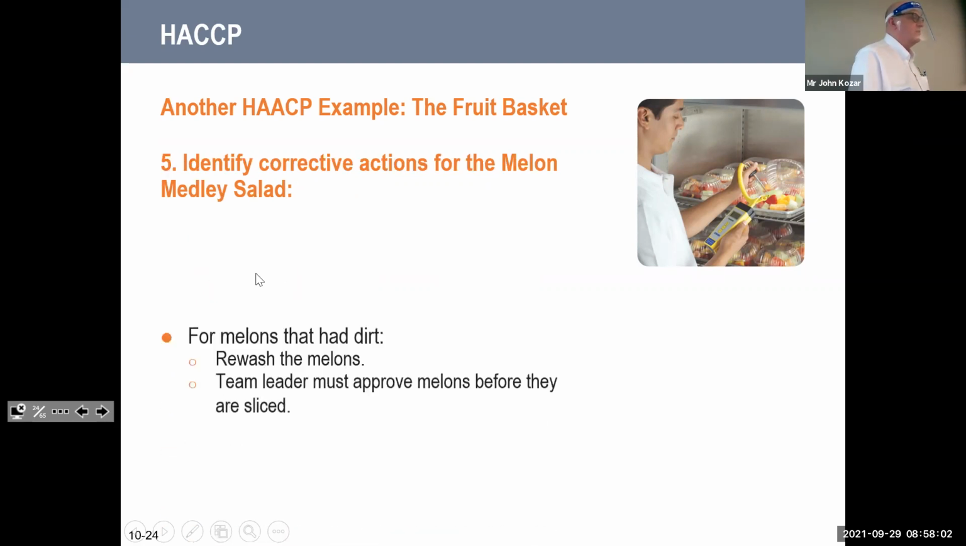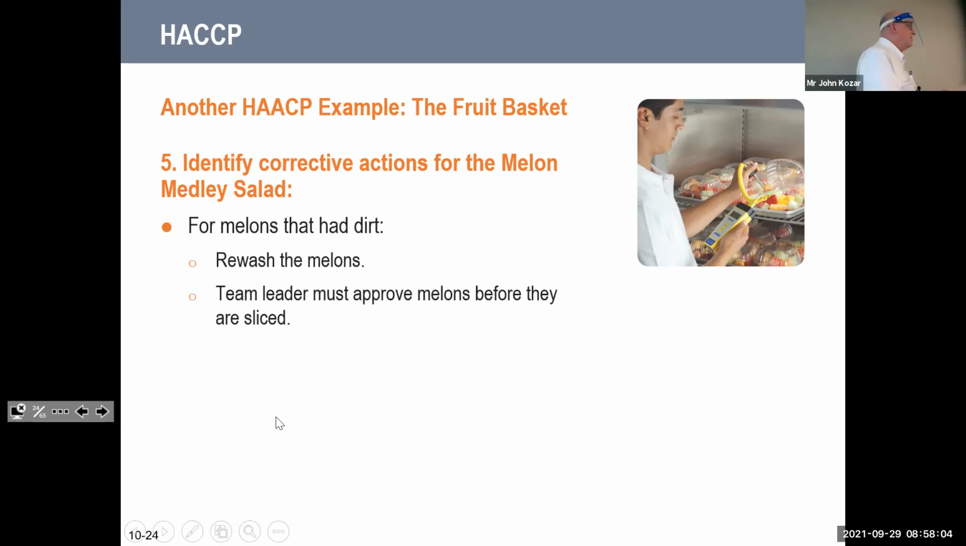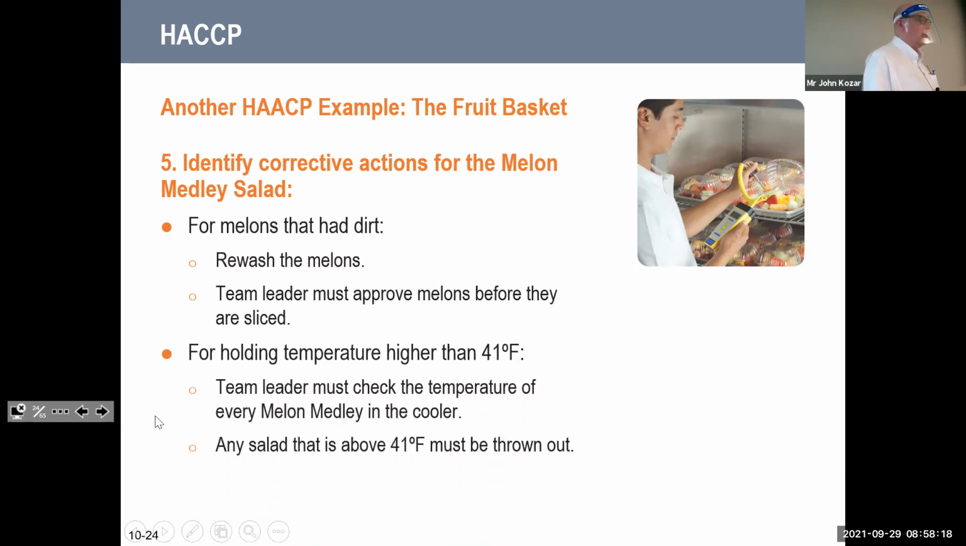Corrective actions. Okay, for melons that were supposedly washed, if the supervisor sees that there's still dirt on them, have them washed again. The leader has to approve them before they're sliced. If the temperature of the salads is above 41 degrees when you're checking it in the cooler, then those have to be thrown out because they've been time temperature abused.